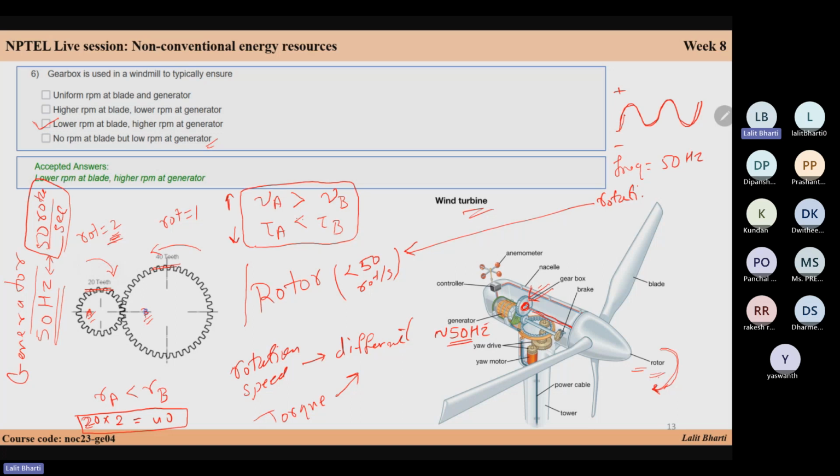So let's see the question. A gearbox is used in a windmill to typically ensure uniform RPM of the blade and generator, higher RPM at blade and lower RPM in generator, lower RPM in blade and higher RPM in generator, and no RPM in blade but low RPM in the generator. Because you need 50 rotations per second, and if you have seen a windmill rotating, you can count the blades easily. So your rotation speeds are quite low.